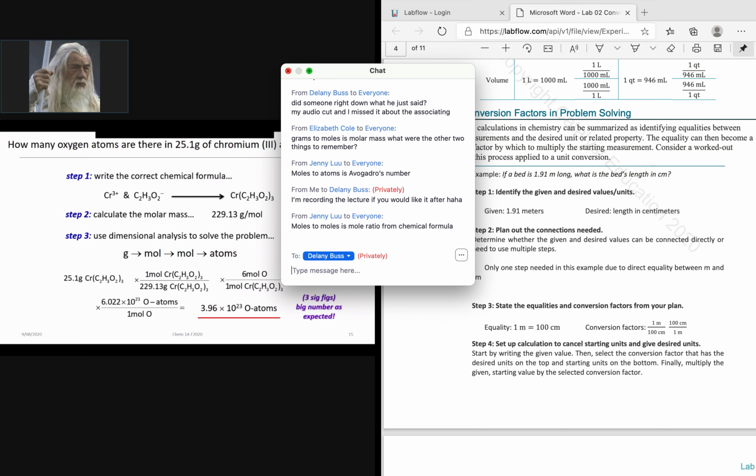You need practice, don't worry. You're going to have some homework on this coming up. You're going to see some of the worksheets I've got there. And next week in discussion, we'll be doing gram and mole calculations like this, so we'll be reviewing that in discussion.